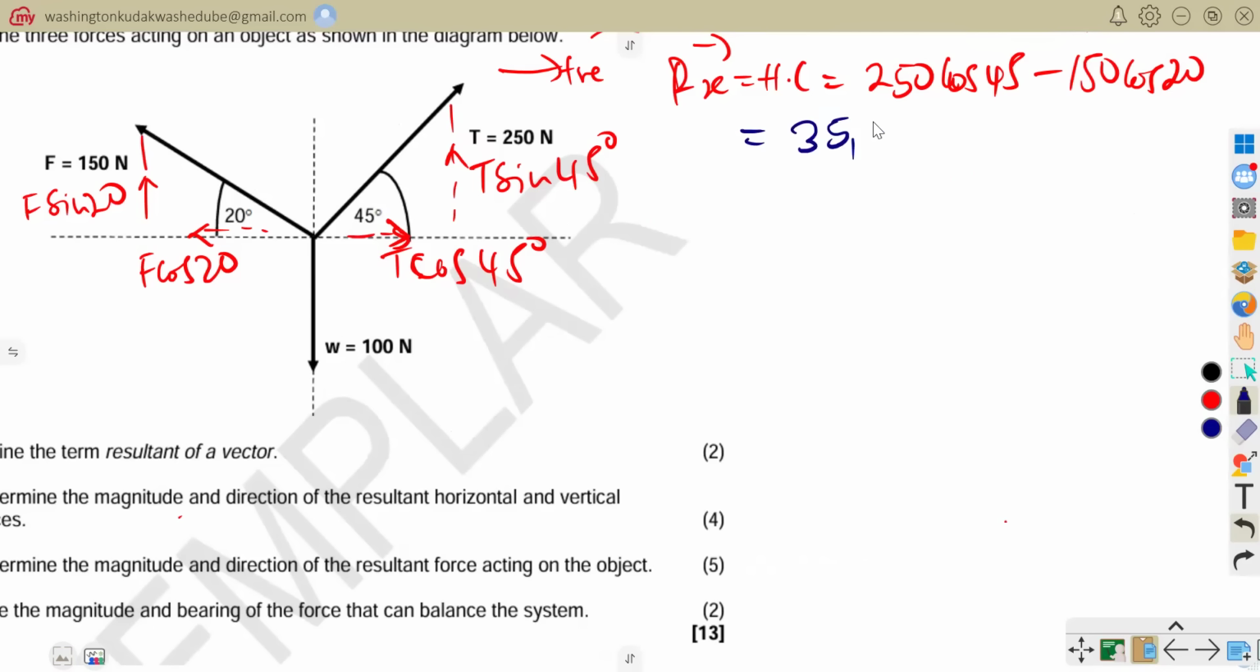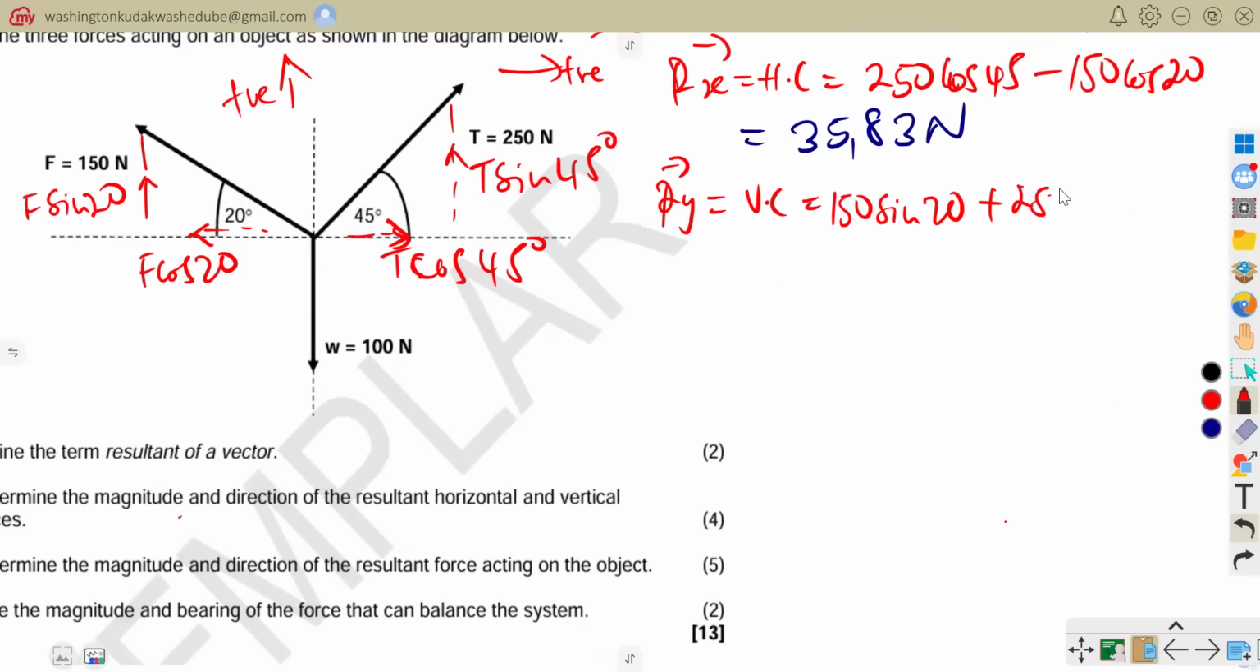35.83 newtons. That is on your horizontal component. And then on your vertical component, which is your y plane, you have these ones going up and this one going down. So you can choose going up to be positive, so that you have F sin 20. It will be 150 sin 20 plus 250 sin 45 minus this 100.